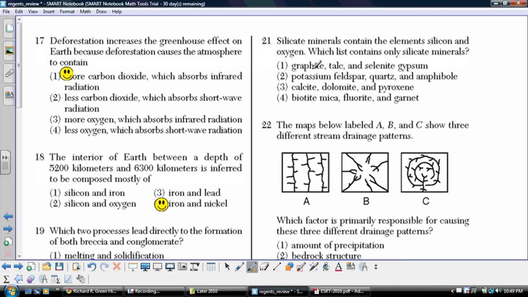Let's see. We've got graphite, only silicate minerals. Well, we know graphite is composed of carbon. The only difference between graphite and diamond is the way that it was formed, and so we know graphite itself isn't a silicate, so we can rule that out right away. We do know that quartz is. Quartz is pure silicon and oxygen. And so maybe we could check out the potassium feldspar and amphibole and see what they have in them.